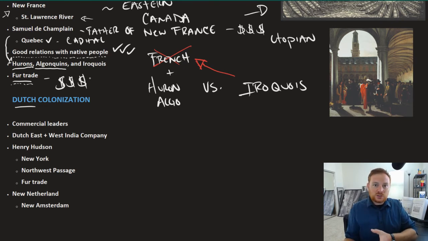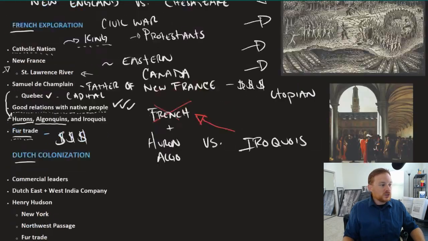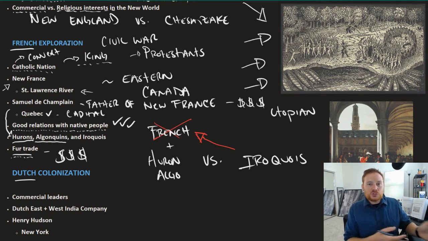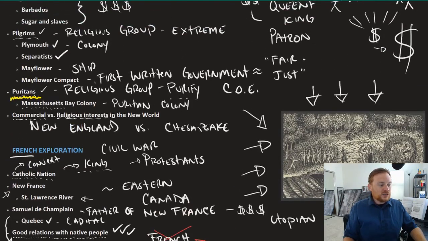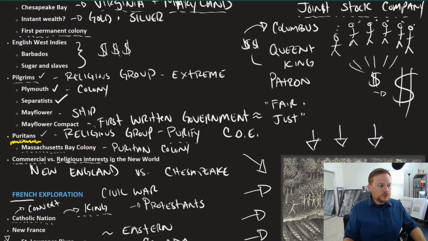Whereas the Spanish make their money with the silver, the French make it with the fur trade. We'll talk a little bit more about the French as well, because along with this Catholic nation, you also have the desire to convert, right? So the same way that Spanish missionaries went to the New World to find extra converts, the French do that as well.